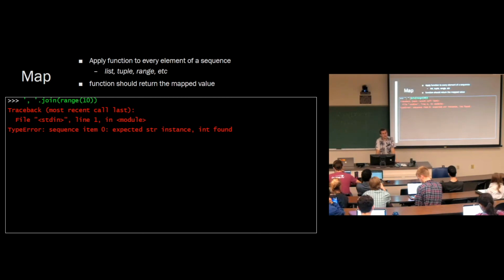So how would you guys fix this? Try casting string onto the list. So if we did that, we could say comma space dot join string range 10. But what would that do? So range 10 is a generator.